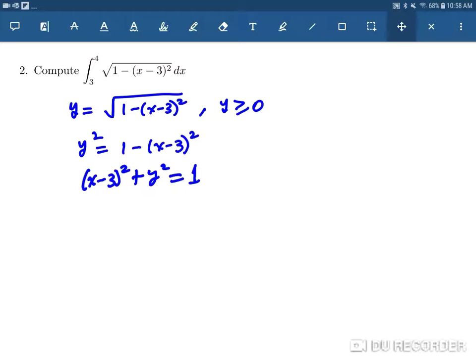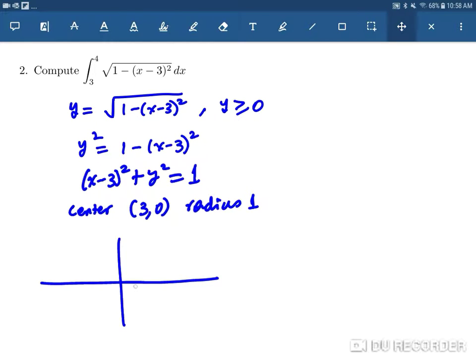This is an equation of a circle, the center (3, 0) and radius 1. But knowing that y has to be greater than 0, we'll see what that means. Okay, center is (3, 0), and radius is 1, so I'm going to go 1 up, 1 over, 1 to the left. I would have gone 1 down, but they told me that this is a positive square root, so I know that y should be greater than 0, so I won't go below the x-axis.